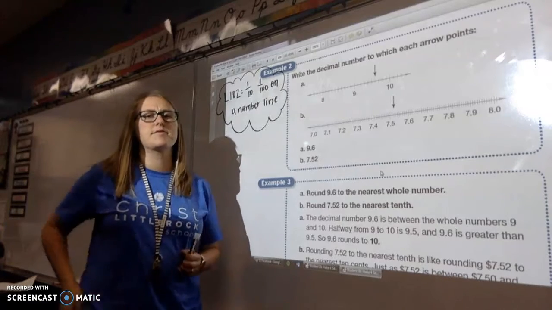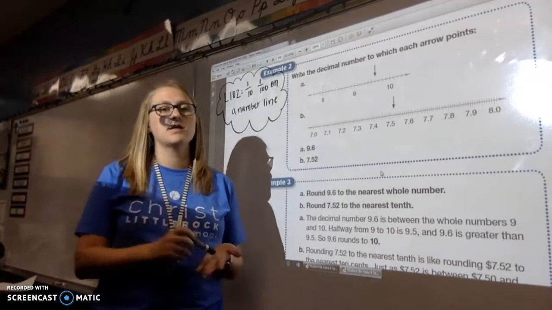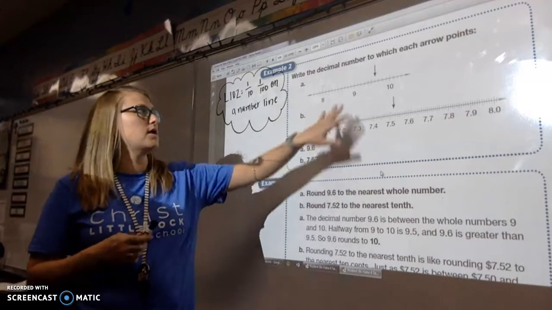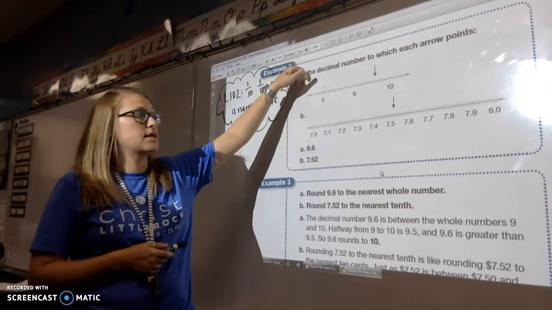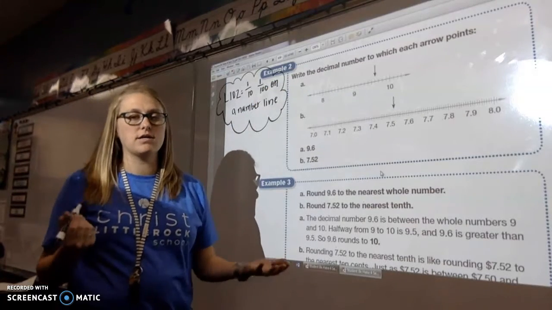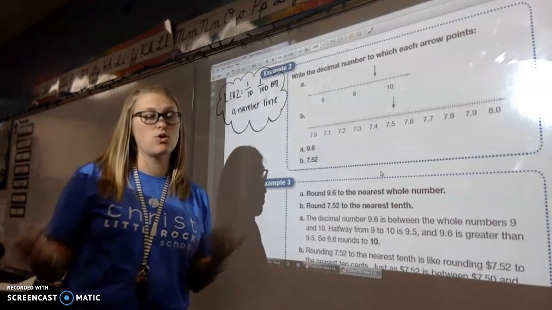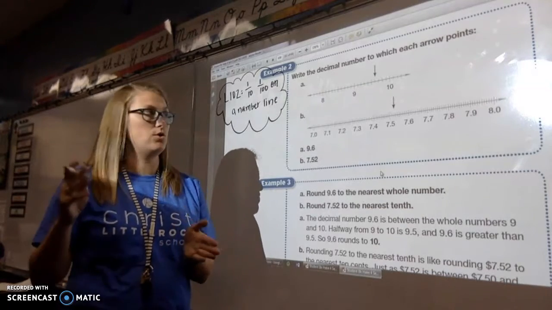Guys, today I want to talk about number lines, and this is something that we have struggled with all year long. So take a look with me. This is from your book, from lesson 102, Example 2. We can always tell if it's counting by tenths or by hundredths by looking from whole number to whole number, okay?